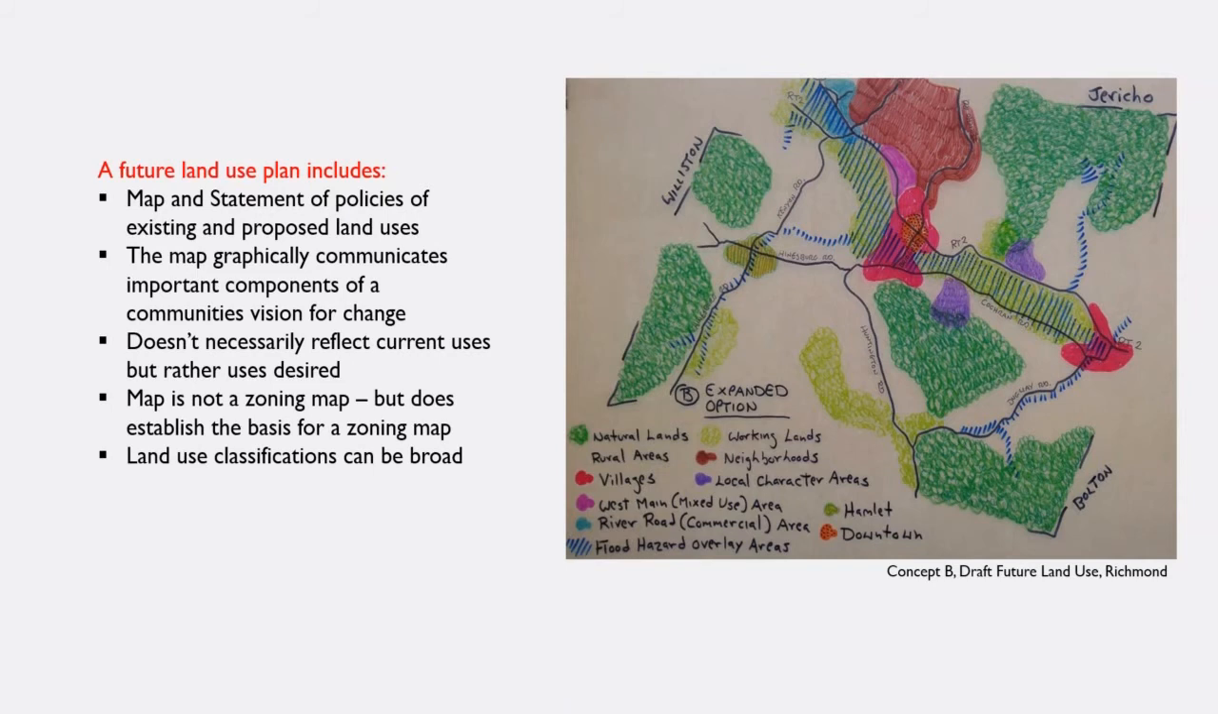It's important to note that land use map is not a zoning map, but it does indeed establish the basis for a zoning map. And the land use classifications included on that land use map can be broad. What's included here is a conceptual draft future land use map that was being considered by the town of Waitsfield. You can see that they've identified areas for different uses, and those areas can be broad, and they don't have to be as specific as that zoning map.